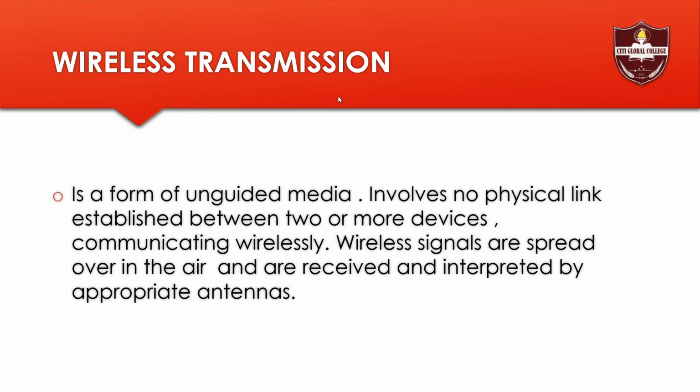The next topic is about wireless transmission. Wireless transmission is a form of unguided media. It involves no physical link established between two or more devices. Communicating wirelessly, wireless signals are spread over in the air and are received and interpreted by appropriate antennas.